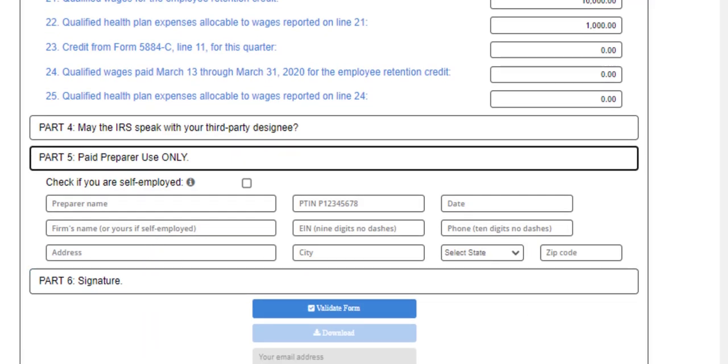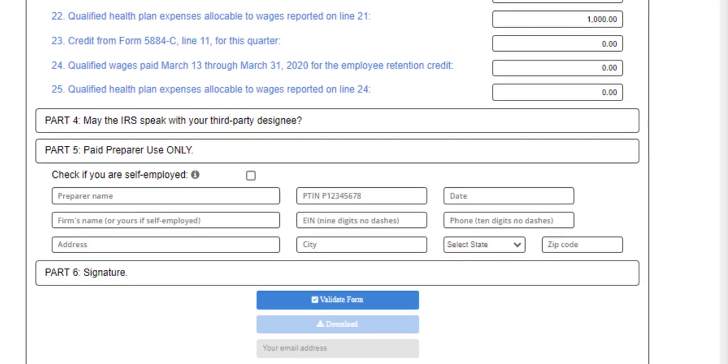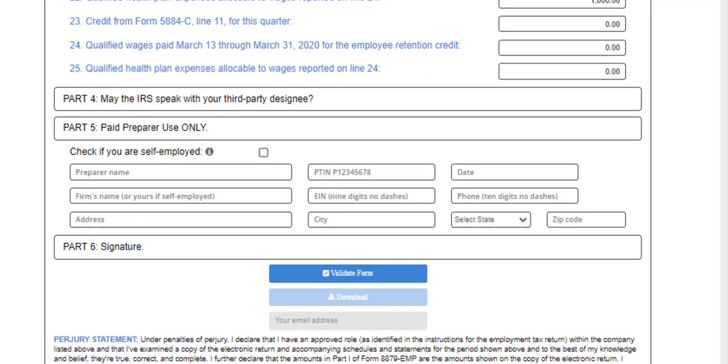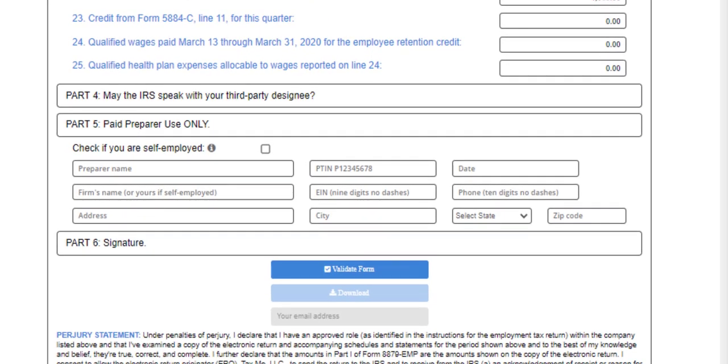The final section. If someone else prepares Form 941 for your company, the preparer must fill out the Paid Preparer Use Only section, unless the preparer is also an IRS-designated reporting agent. This section includes the preparer's credentials, including whether the preparer is self-employed.